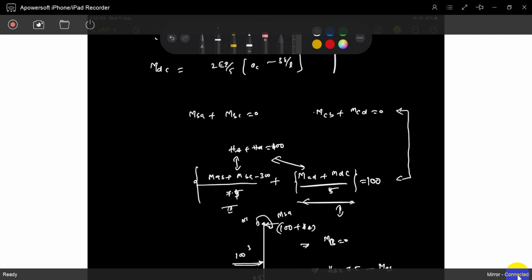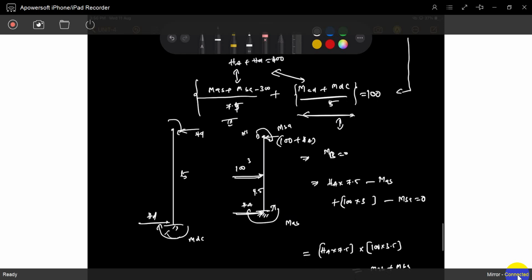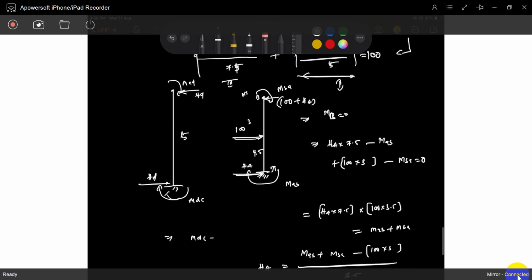So, understood? If you see, we take HA in this direction. So for the same column, CD, we will get HD. So this is L2, and L2 is 5 meters. Write down MDC, MCD. So if you see MDC plus MCD divided by 5, you will get HD.